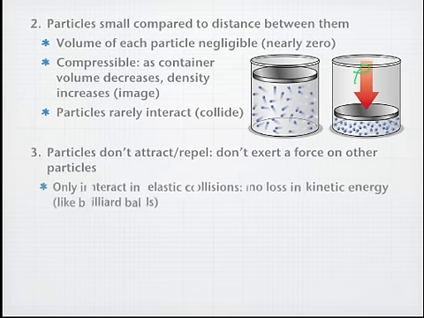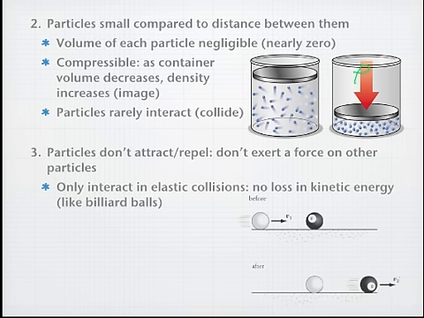Number three is that particles don't attract or repel each other. They don't exert any sort of force on each other or on the other particles, and in this case, they behave like billiard balls in what are called elastic collisions. Elastic collisions, there's no loss of what's called kinetic energy. We'll discuss this on the next slide. What this means is that gas particles continue to move basically unimpaired.